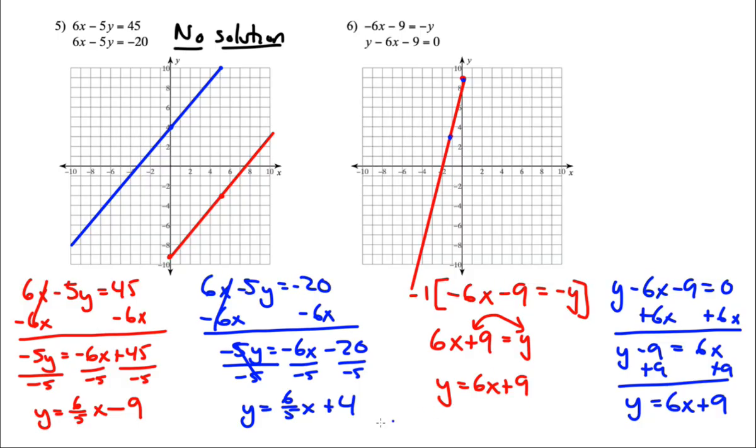And of course they are. This equation right here, when I put it into y equals mx plus b, is the same as this one right here. So if I were to graph this blue line, it would be the exact same line as the red one. It would be right on top of it. So the answer to this one is, what's the solution? The answer is there's actually an infinite number of solutions.